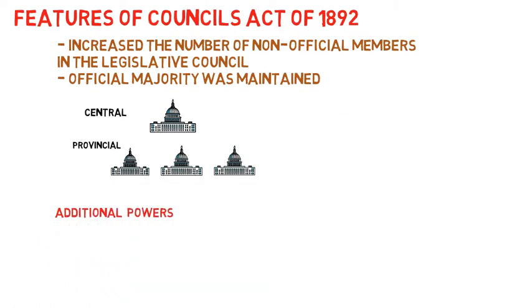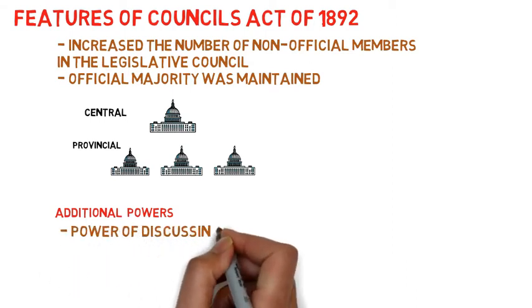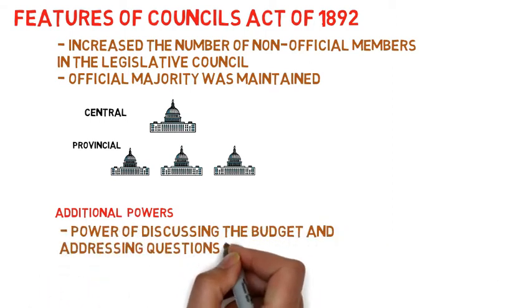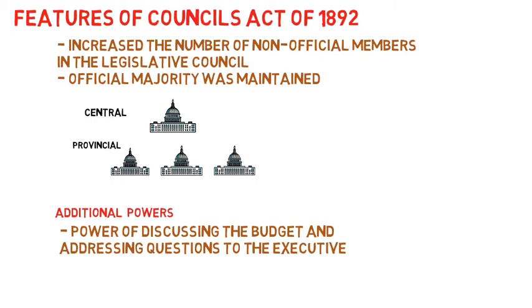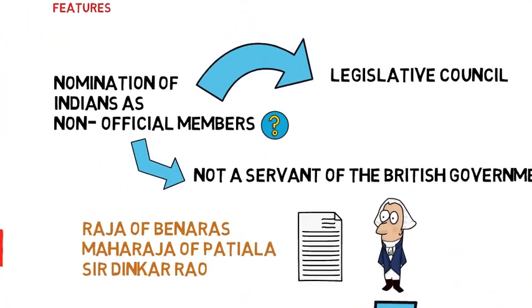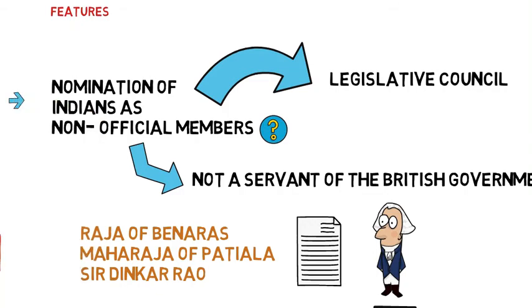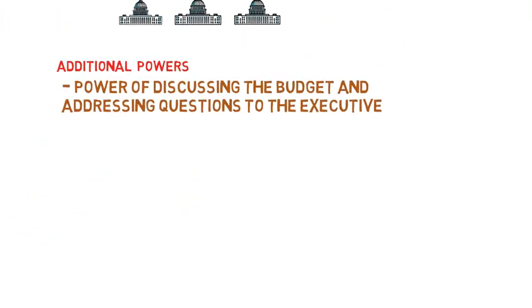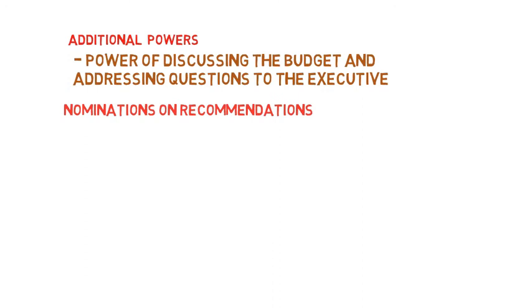Some additional powers were given to the legislative councils. For example, the power of discussing the budget and addressing questions to the executive. Now, as we have seen, the non-official members were nominated by the Viceroy. But under this Act, some of the nominations were to be made on the recommendation of certain bodies.